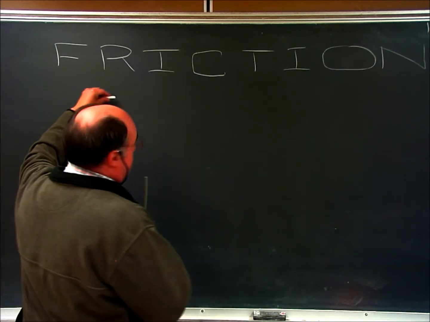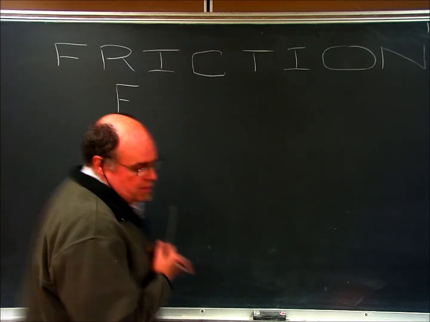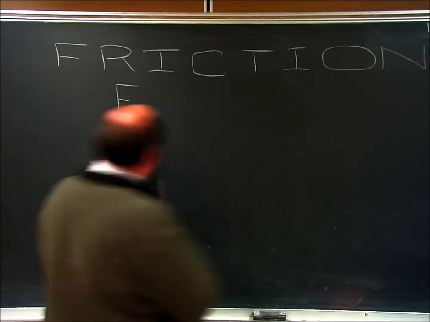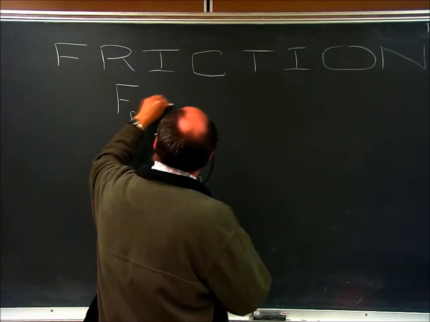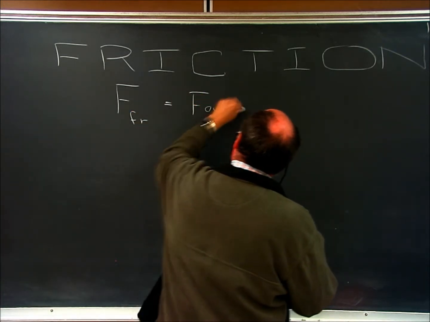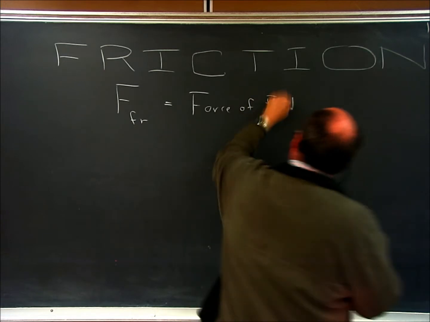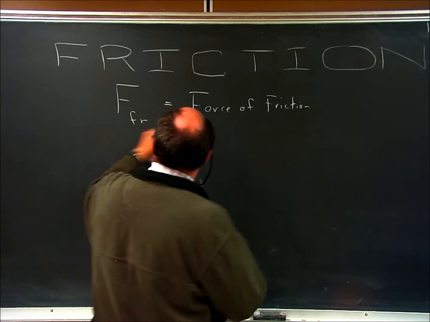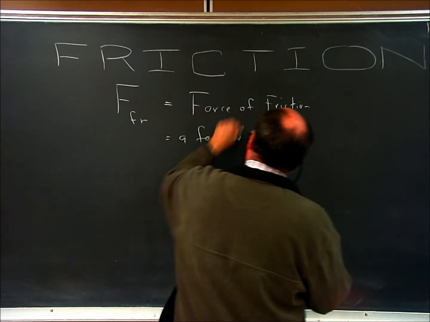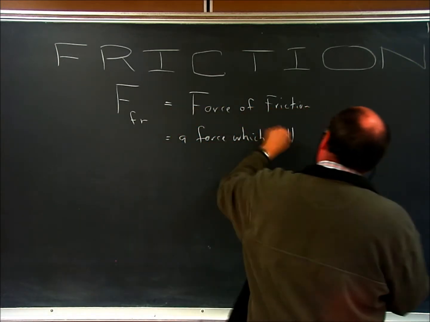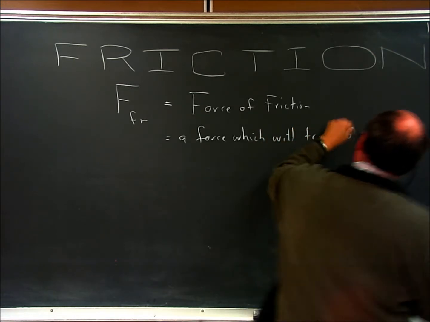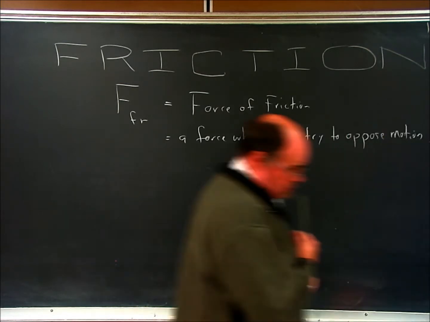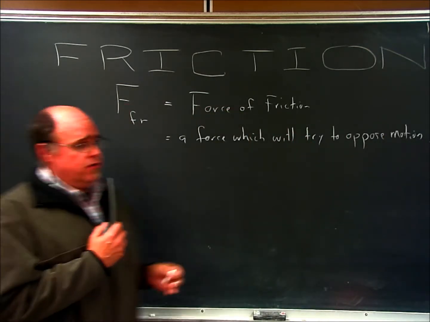It's a force. So we write it this way: force, and in the book it says subscript Fr, for friction, and that equals the force of friction. It's a force which will try to oppose motion. It's a vector, so it has a direction.